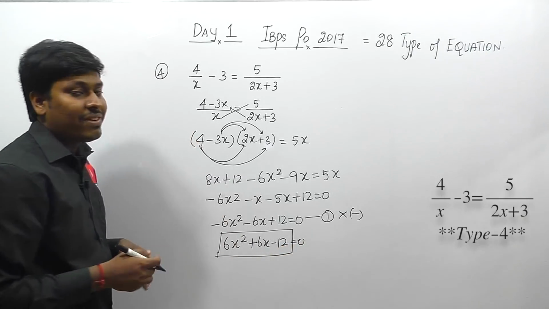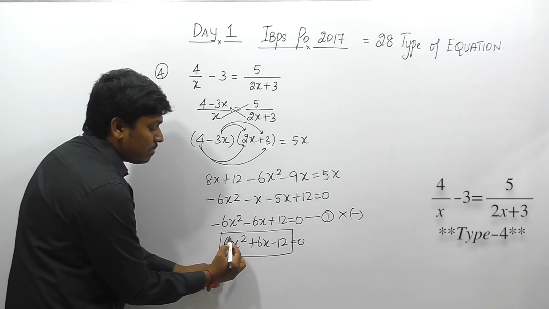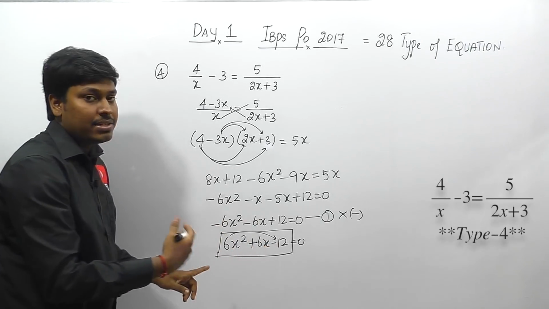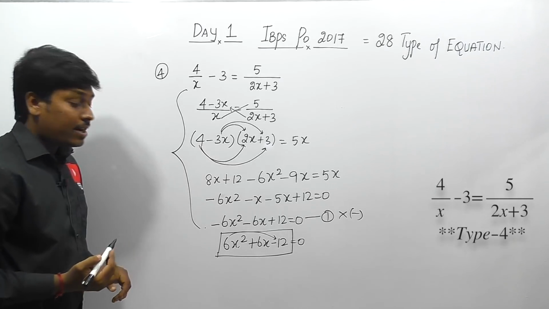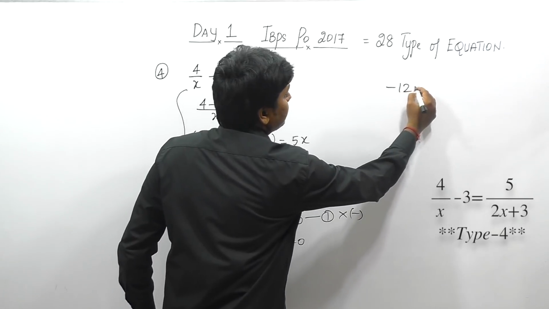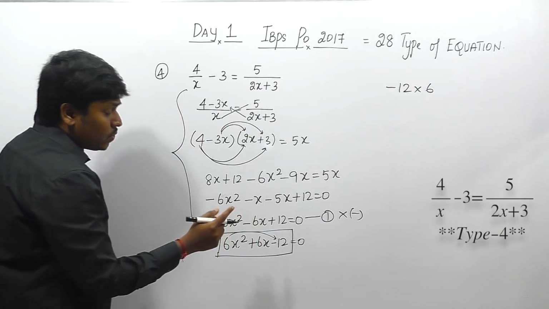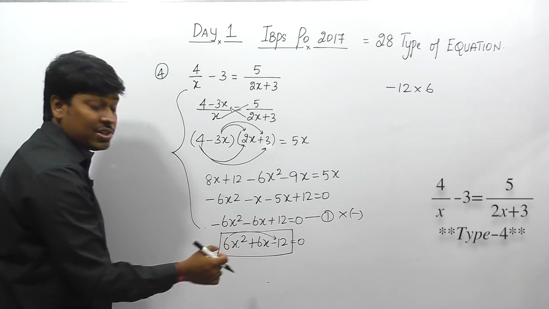So now we need to find the factors. Before x square we have a constant 6. So initially you need to multiply 6 into 12. These are the techniques you already know, but listen carefully, this step is most important. So 6x square plus 6x minus 12. We can directly take this as minus 12 and 6, because when you multiply both the numbers, the resultant should be minus. When you add both the numbers, the resultant should be plus 6.